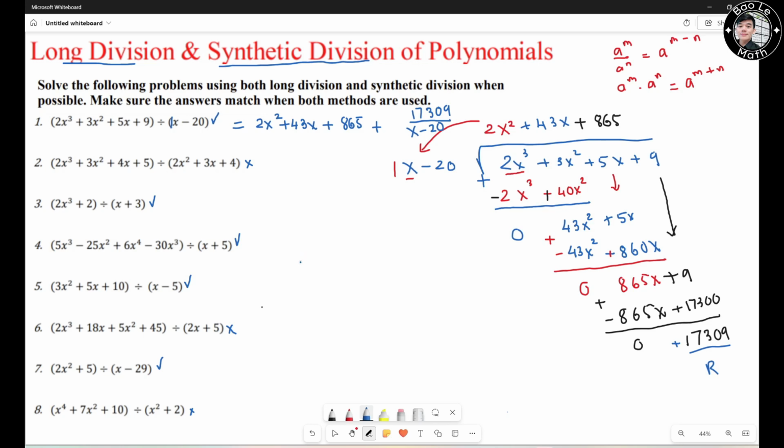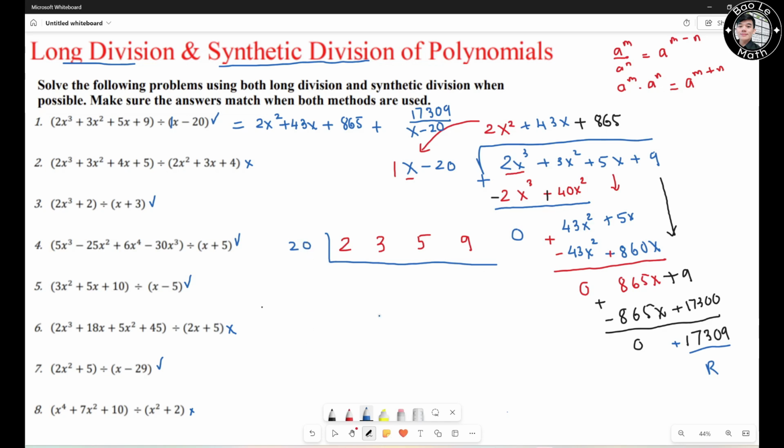The second method, we're going to use synthetic division. You're going to set up like this. The coefficient of s cubed is 2, so you write 2 over here. The coefficient of s squared is 3, you write 3 over here. This is 5. This is 9. Now the linear factor right here, s minus 20: the negative 20, you just change the sign. It turns out to be positive, so you put 20 right here.